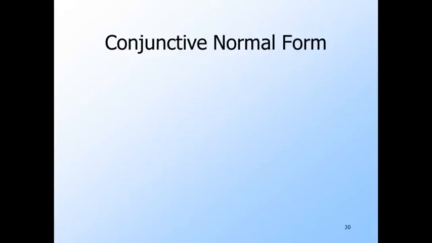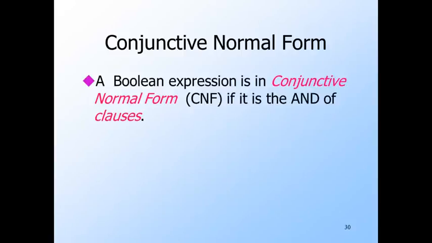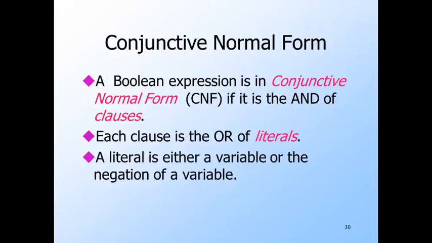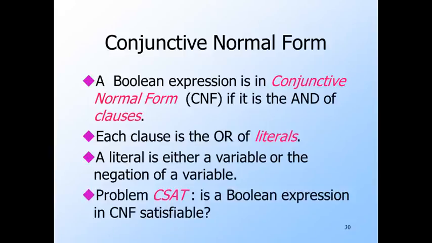But it is easier to polytime reduce a special case of SAT called 3-SAT to other problems. So our first step is to show that SAT is NP-complete even if the Boolean expression is in a very special form. The first restriction that we place on expressions is that they be in CNF, that is, conjunctive normal form. These expressions are the AND of clauses, and a clause is the OR of literals. And a literal is either a propositional variable or its negation. So our next step will be to show to be NP-complete the problem CSAT, which is whether a Boolean expression in conjunctive normal form is satisfiable.